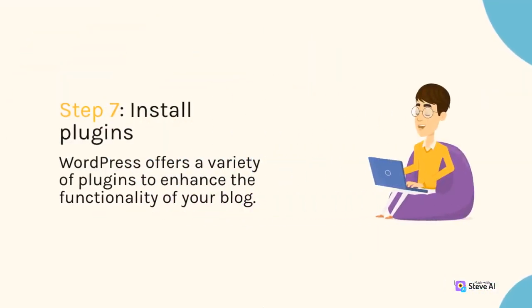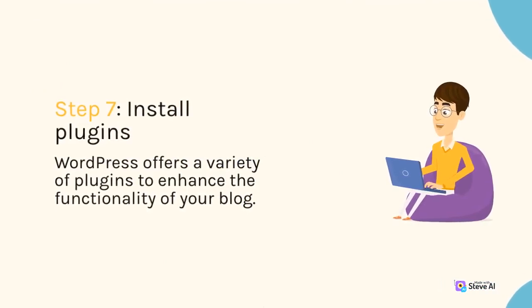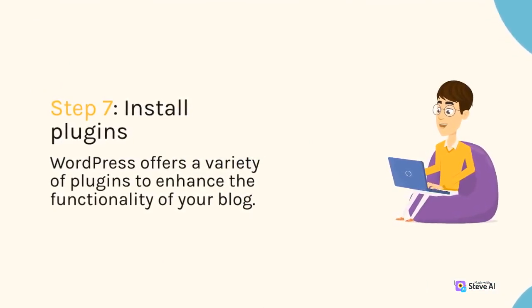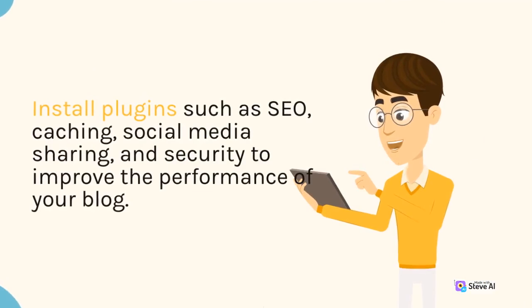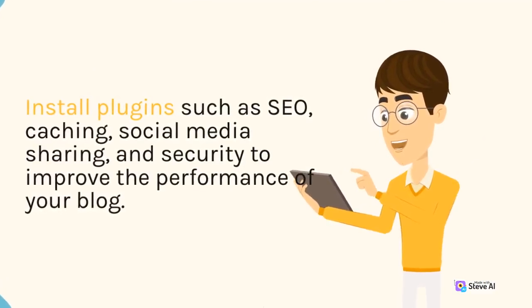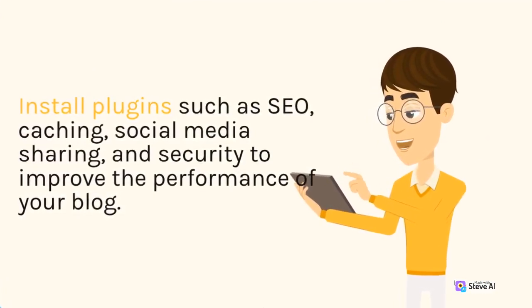Step 7. Install plugins. WordPress offers a variety of plugins to enhance the functionality of your blog. Install plugins such as SEO, caching, social media sharing, and security to improve the performance of your blog.